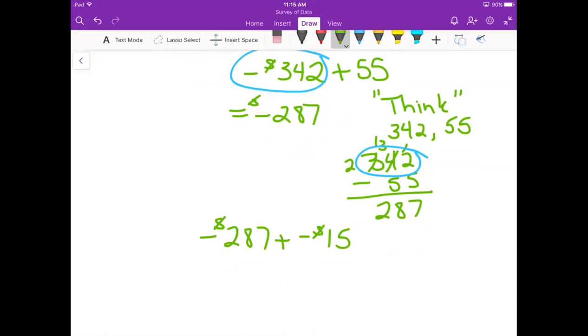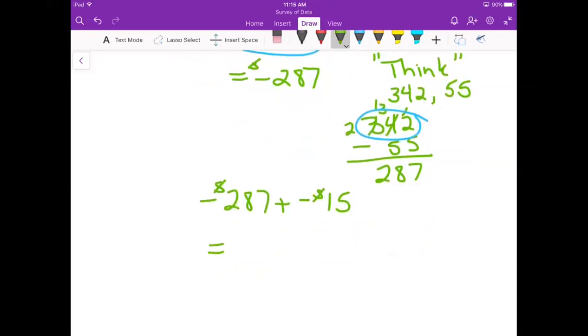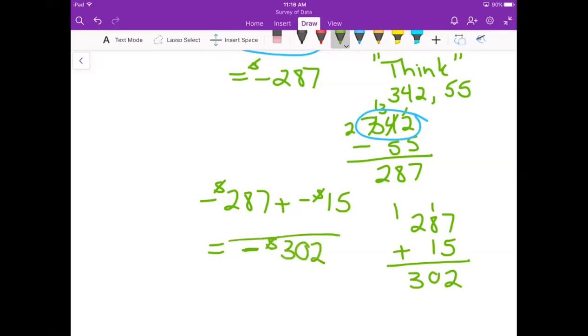So now I'm adding 2 numbers of the same sign. When they're the same sign, we just add the 2 numbers, and then it gets the sign of both numbers. So both of the numbers are negative, so my final sign will be negative. And then over here, I just need to do that addition. When they're the same sign, you add the numbers. When they're different signs, you subtract the numbers. So adding these numbers together, I end up with 302. So my final balance is negative $302.